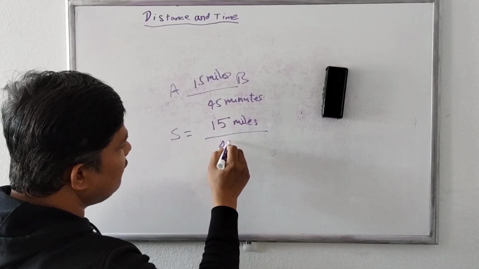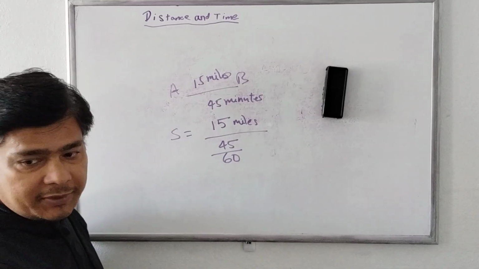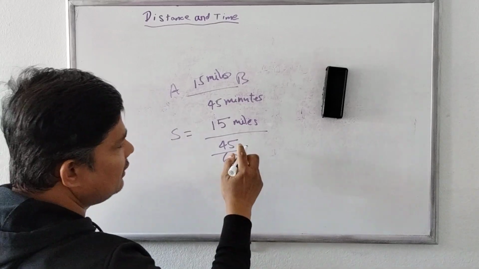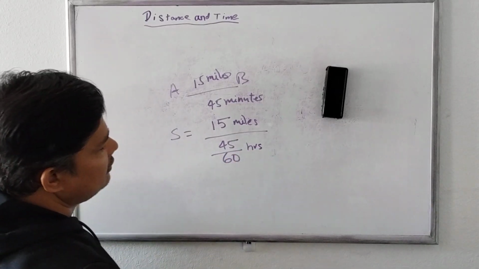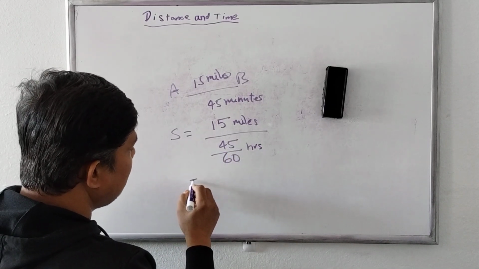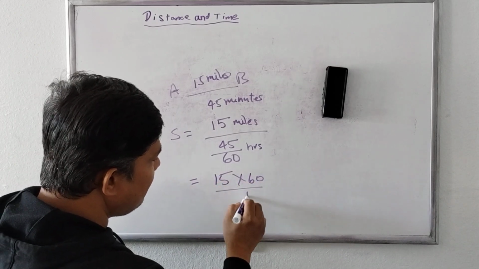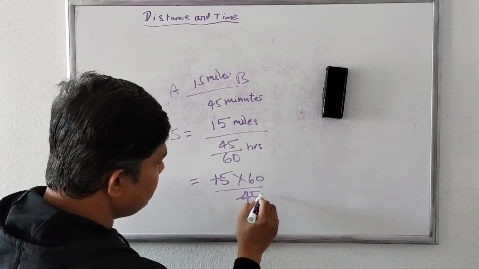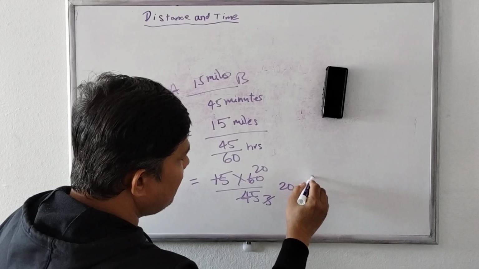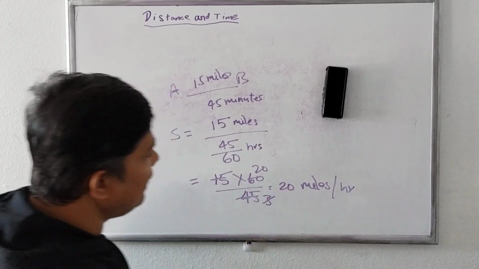So I will convert 45 minutes to hours. To convert 45 minutes into hours, what do I have to do? 45 divided by 60. That will make it 45 by 60 hours. And then I have to solve this one: 15 times 60 divided by 45. That became 20 miles per hour. So my speed is 20 miles per hour.